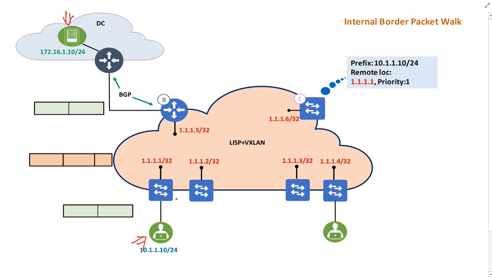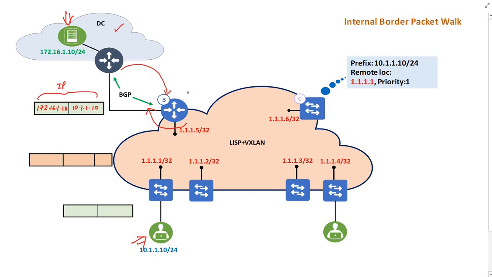As we discussed, this border is redistributing all the fabric routes or LISP routes into BGP. This data center knows about all fabric routes. Once again, let's fill the content of the IP packet. The IP packet generated by this server will have source IP address of 172.16.1.10 and destination IP address as 10.1.1.10. The edge router will forward this plain IP packet to border router.